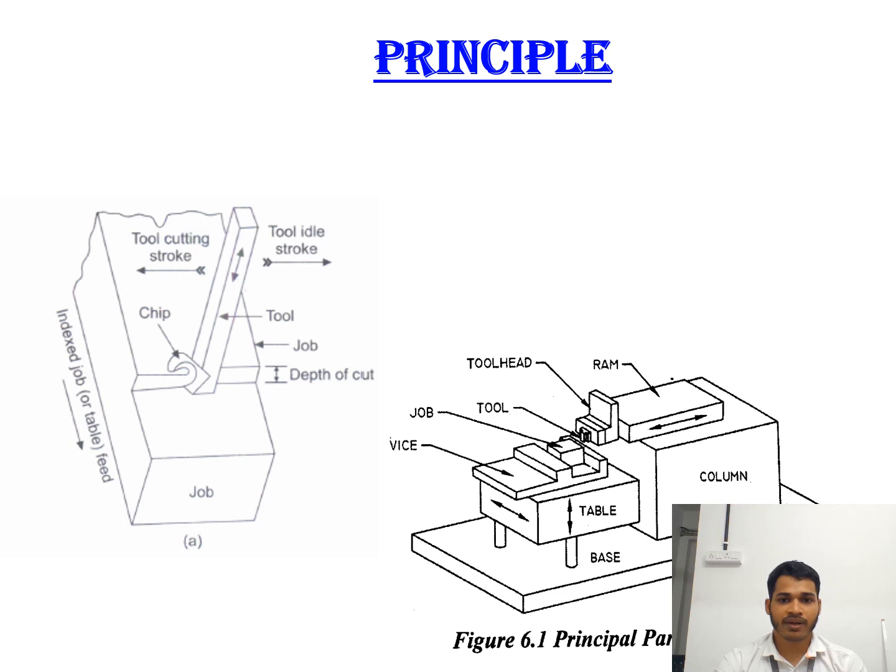This is the working table. It can move in upward and downward directions, also right and left. This is the cutting tool, a single point cutting tool, and the ram can also move in right and left directions. And this is the column, and this is the base on which all the mechanism is mounted.